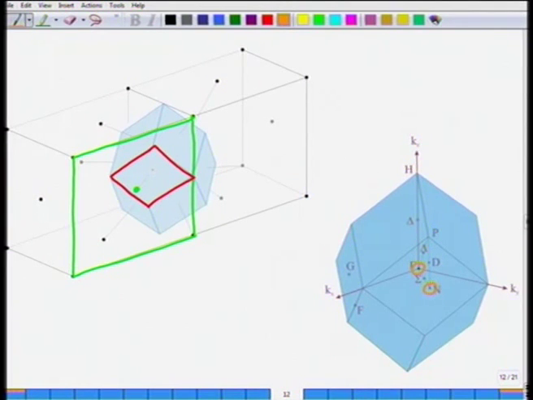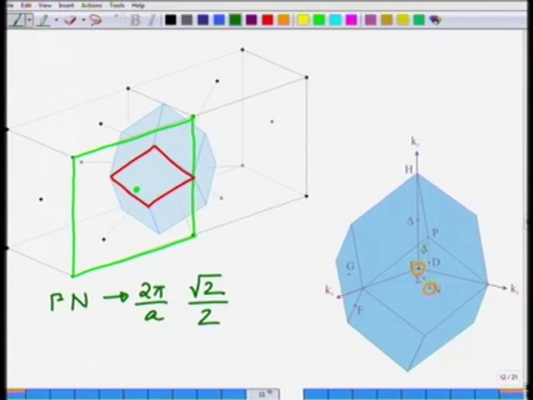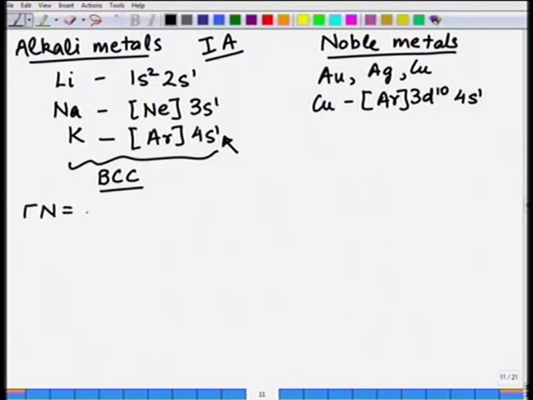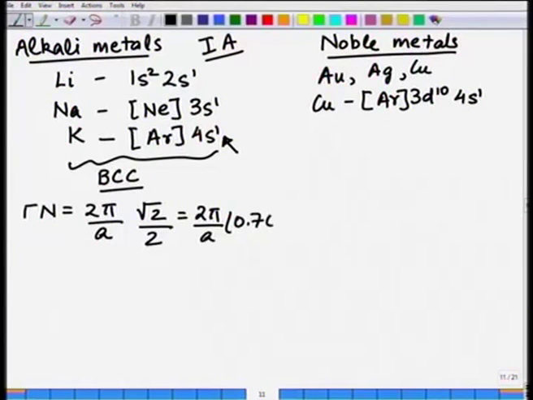So, that is what this point n is. What is the distance gamma to n? This distance is of course 2 pi by a, these distances right here. Square root of 2 divided by 2 is the distance gamma to n. So, I will write this down here: this gamma to n is a distance which is 2 pi by a times root 2 by 2, which is about 0.707 in terms of 2 pi by a.